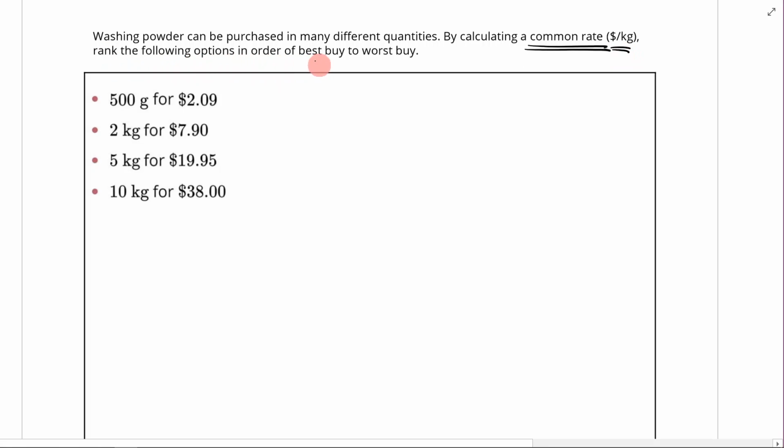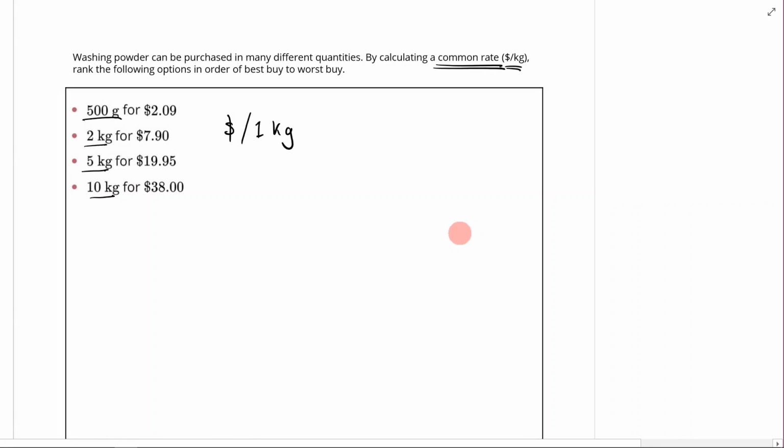Rank the following options in order of the best buy to the worst buy. So I've got 500 kilos, I've got 2 kilos, I've got 5 kilos, I've got 10 kilos. What I'm going to do is find them all to be $1 per 1 kilo. That's the best way to approach this question. So how would we set this up? Well, we just work systematically through it. Remember, good working is a hallmark of a good maths student. If you don't have good working, you need to work on that.